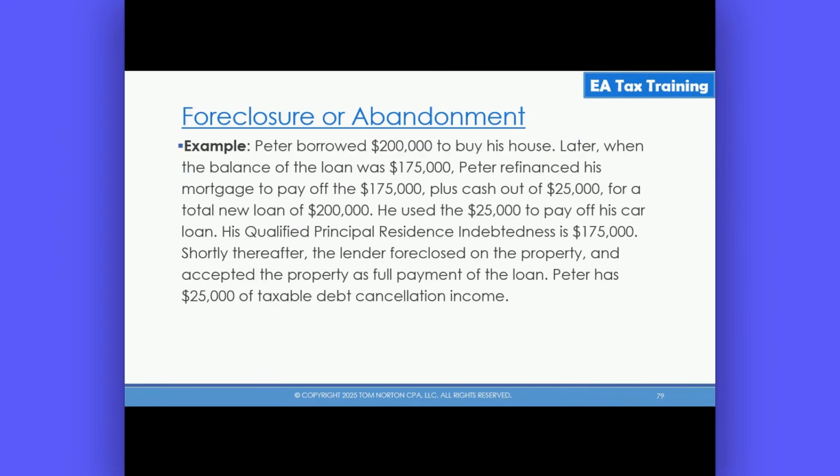So, shortly after he does this refinancing, the lender foreclosed on the property and accepted the property as full payment of the loan. Peter has $25,000 of taxable debt cancellation income. If the entire mortgage had been principal residence indebtedness, he would have zero debt cancellation income. But because he used that $25,000 to pay off his car, that piece does not count. And so he does have debt cancellation income for that $25,000.